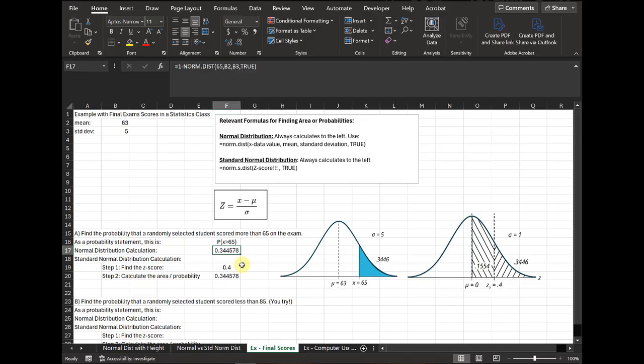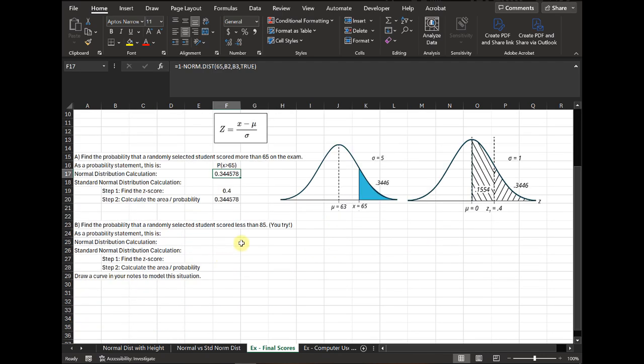So you really want to get your brain used to understanding how to flip between these two when you're first learning this, because it's going to give you a lot more freedom as we move down the class. So now I have another one here for you.